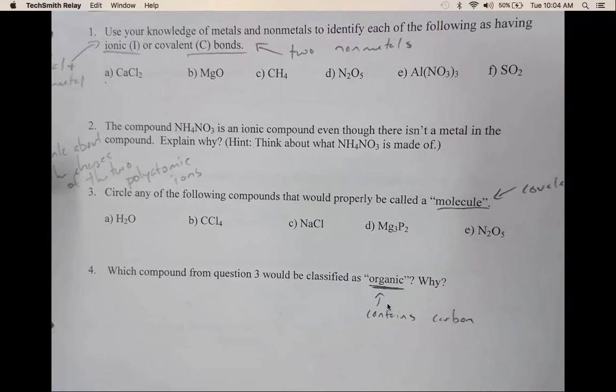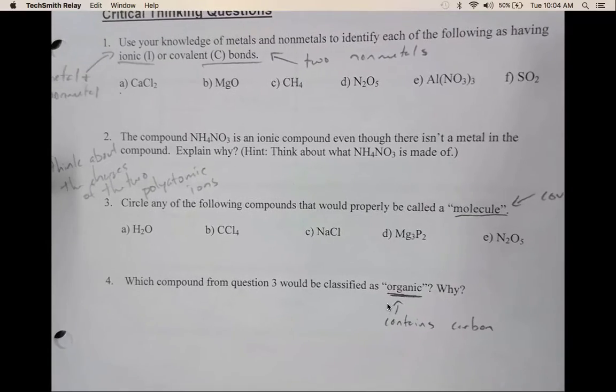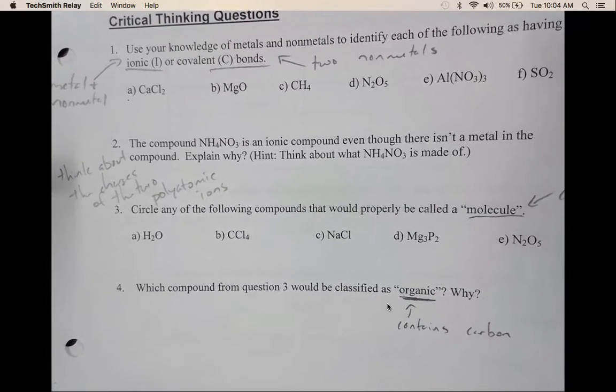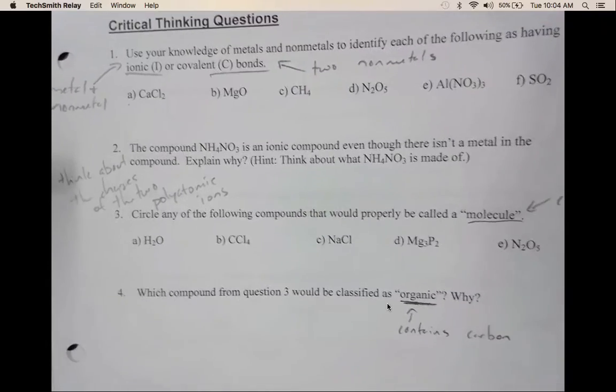Remember, pause it right now to work on the questions. If you get stuck, circle it and make sure to write down why you got stuck. That way when you come to class, I know exactly how to help you.